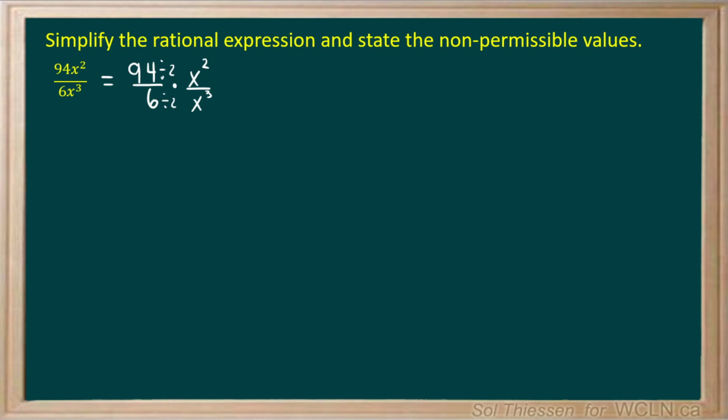And then for the second fraction, we're going to have to use our exponent laws. Remember that one of the exponent laws tells us that when we have division in this form, we can simplify it like so. So basically, we take the exponent in the numerator and subtract the exponent in the denominator while keeping the same base. So 94 divided by 2 is 47, 6 divided by 2 is 3, and that'll be times x to the power of 2 minus 3.